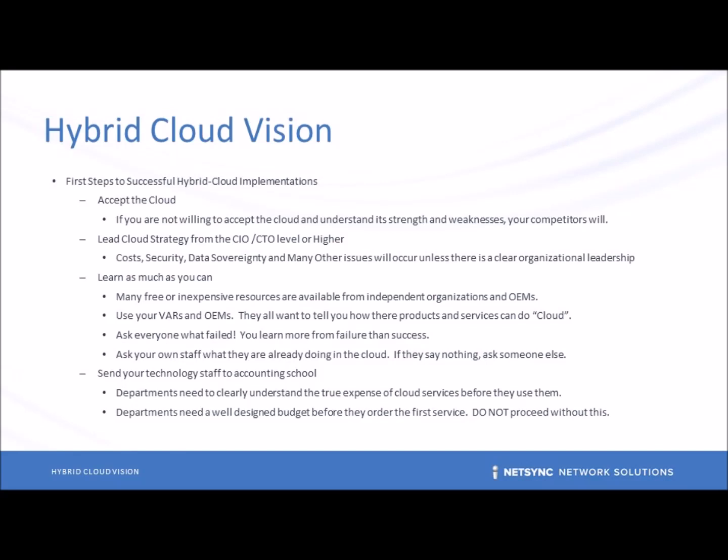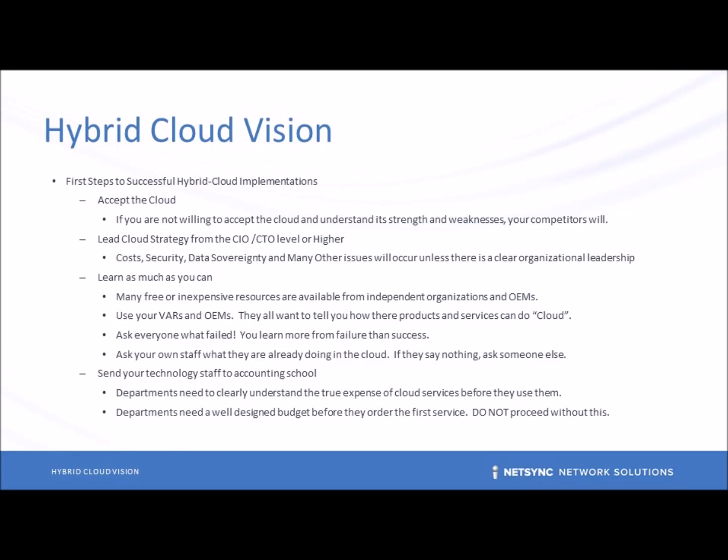I would suggest you use your VARs and your OEMs. They're desperate to tell you their vision of the cloud and the services and products they can sell. Yeah, that means you have to sit through their sales pitch. That's okay. You can use them for their experts. Let the salespeople do their talking and then look right at the engineers and get the information you need. They're glad to give it to you, I promise.